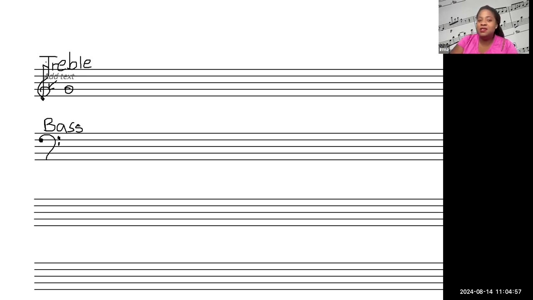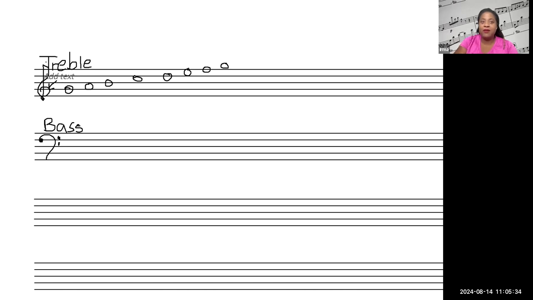Okay, so since this is G, if we go upward to the second space, this space would then be identified as A. Okay, then you have B, C, and yes, people, there is more than one on a staff. D, E, F, G. I'm going to take you up here to an octave, what we call an octave, okay?